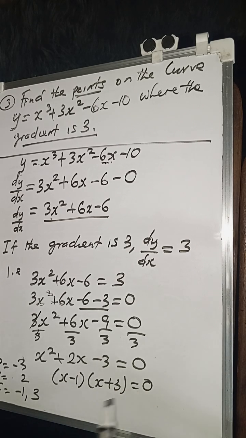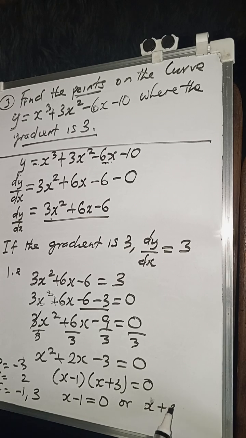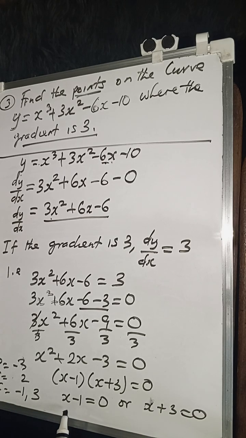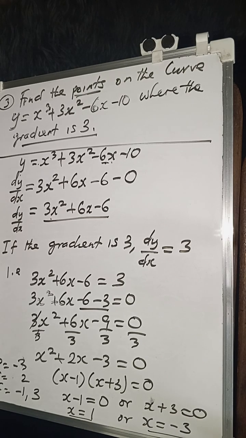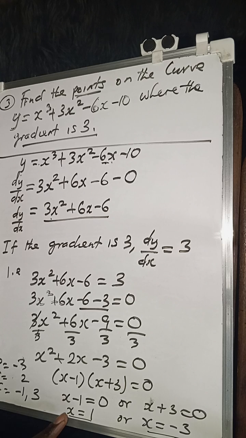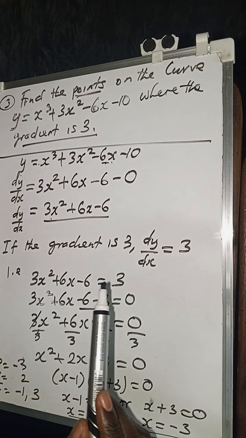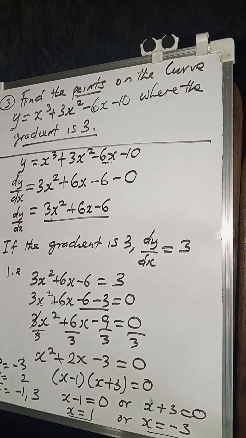So you can equate each bracket to 0. So it is going to be x minus 1 equals 0, or x plus 3 is equal to 0. So it will be x is equal to, when this crosses the equal sign, it will become 1, or x is equal to, when this 3 goes the other side, it will become negative 3. So now when you find the values of x, you can now substitute these values into the original expression so that you know the values of y.